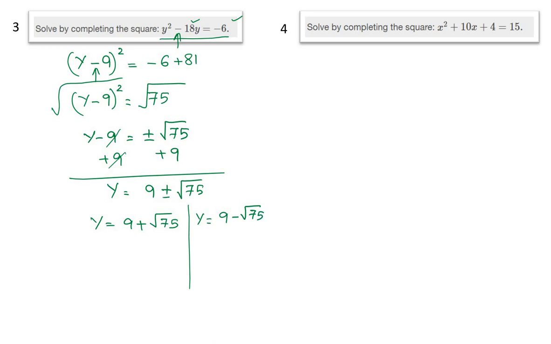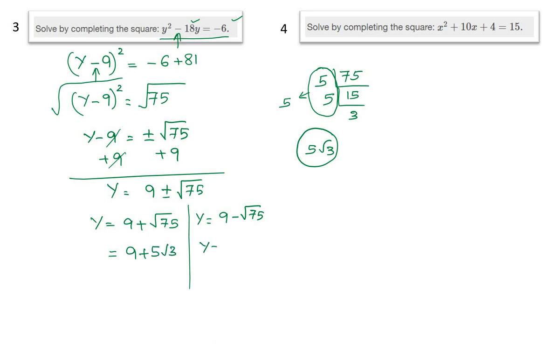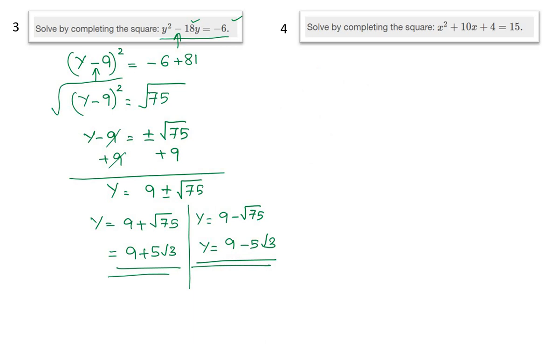Okay, and if you need, you can simplify that 75 this way. You know, 75 is equal to what? 75 divided by 5 is 15. Again 5, 3. So this is a square root, so group of 2, take 1 from that one. So it will be 5 square root of 3. Okay. So we can replace that by y is equal to 9 plus 5 square root of 3, or y is equal to 9 minus 5 square root of 3. Okay, so those are the solutions of this quadratic equation. Does that make sense? Okay. Now let us have another one.